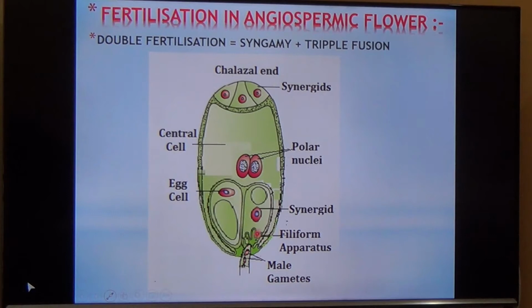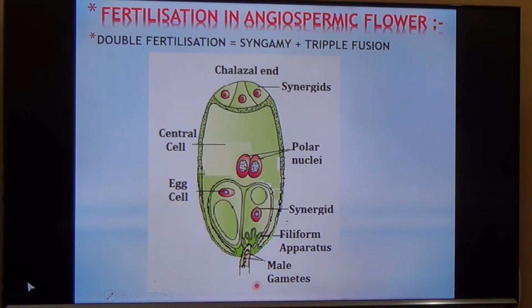So the first male nucleus or the male gamete will enter into the egg cell, and the egg nucleus and the male gamete will fuse to form a 2N. That will form a zygote. Zygote will be 2N. That will be a diploid condition.